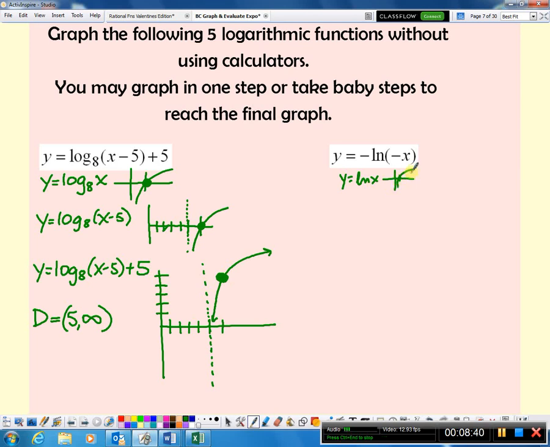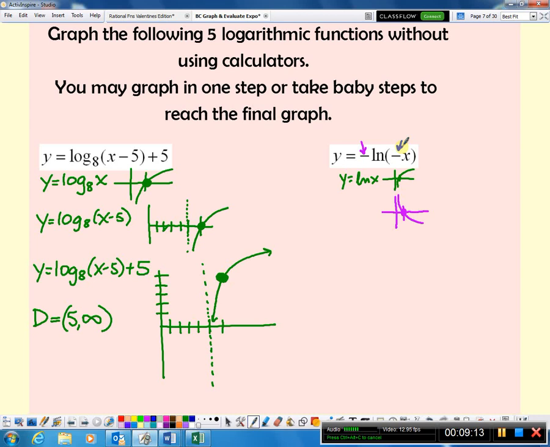Let me color code. If I address what the first negative does, remember, if the negative follows immediately after the equal sign, you're looking at a vertical reflection. So that transformation turns the graph upside down, which doesn't change the asymptote or the intercept, but it does flip the graph.